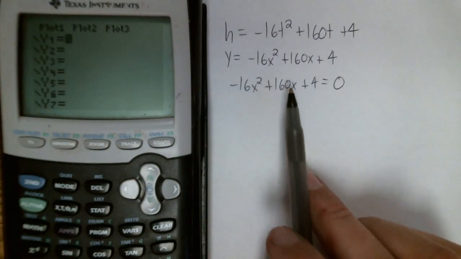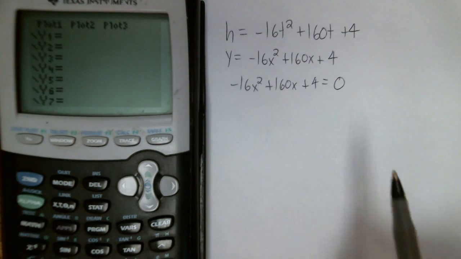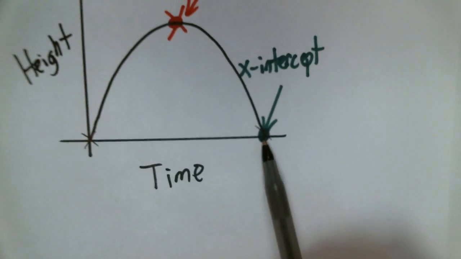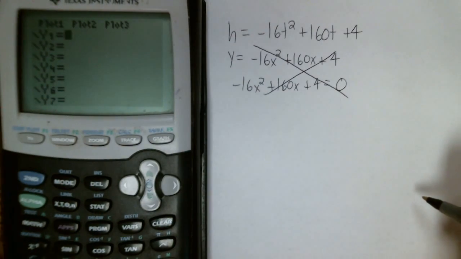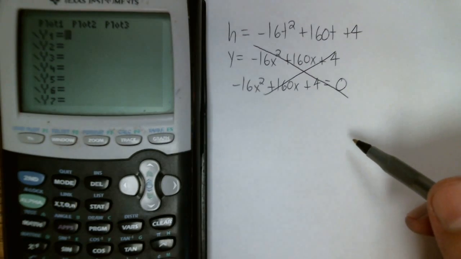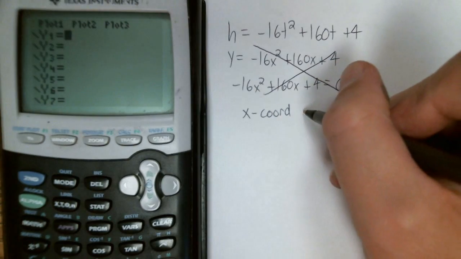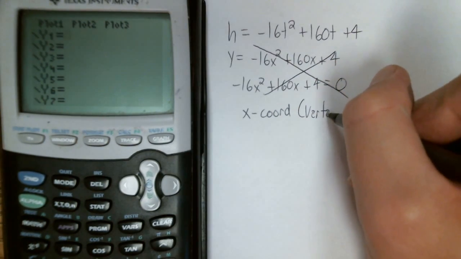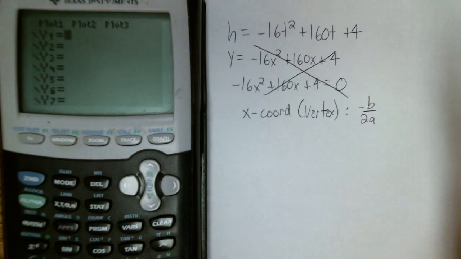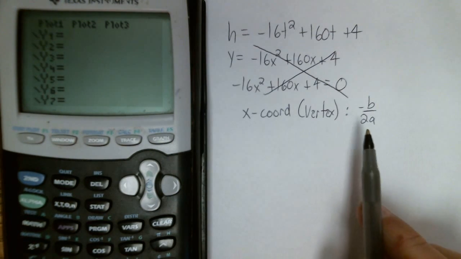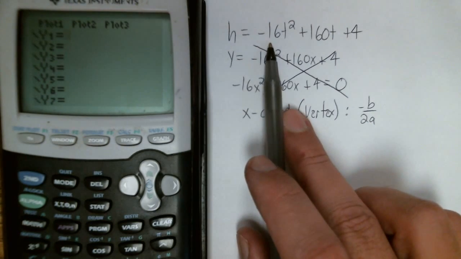If you're trying to set this equation equal to 0 and solve, you can do that, but what you're doing is finding the x-intercept, and that's not what we want. We want the vertex. So to solve for the vertex manually, I'm going to use this little equation here. The x-coordinate of my vertex, if you remember this little mini equation, is simply negative b divided by 2a. You remember that? So what is my b? My b is 160 and my a is negative 16.